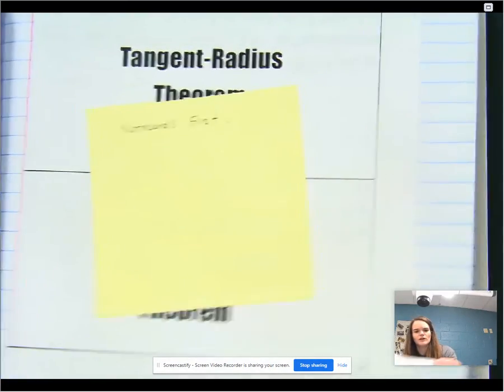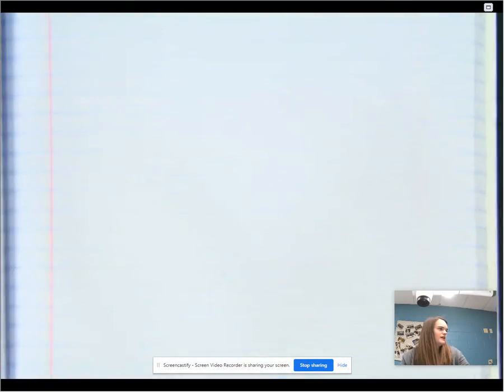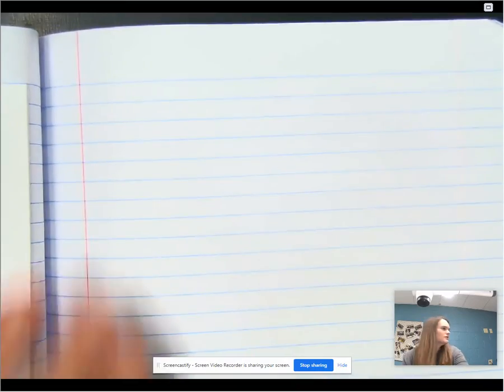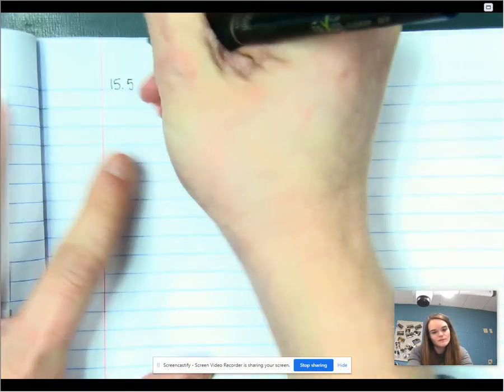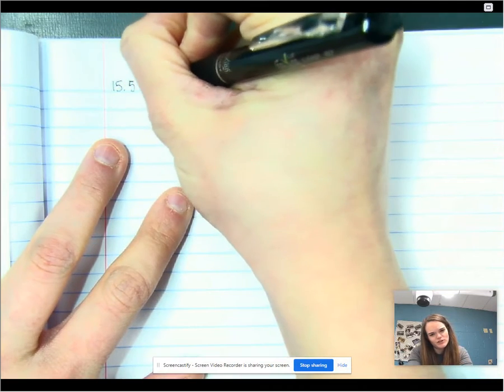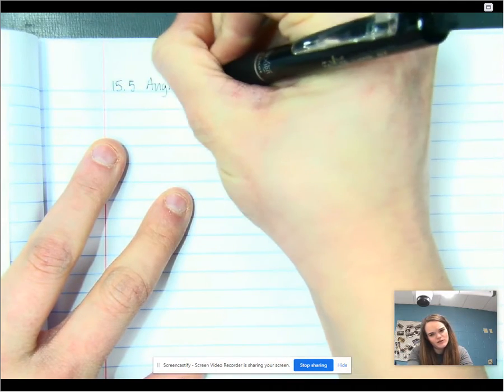And then turn, and let's label 15.5 in our notebook. So 15.5, angle relationships in circles.